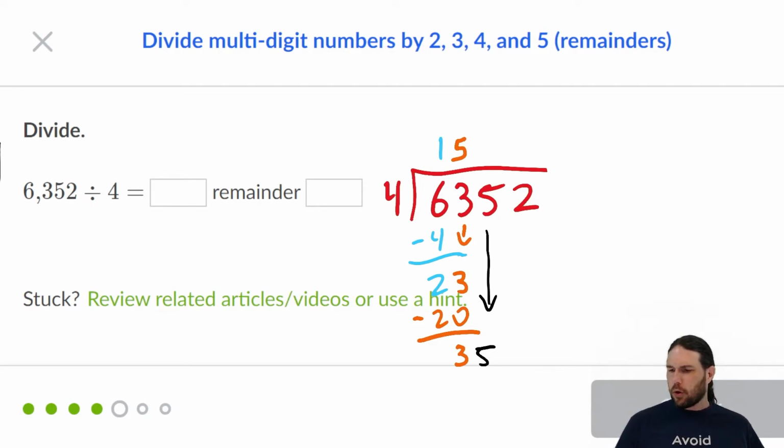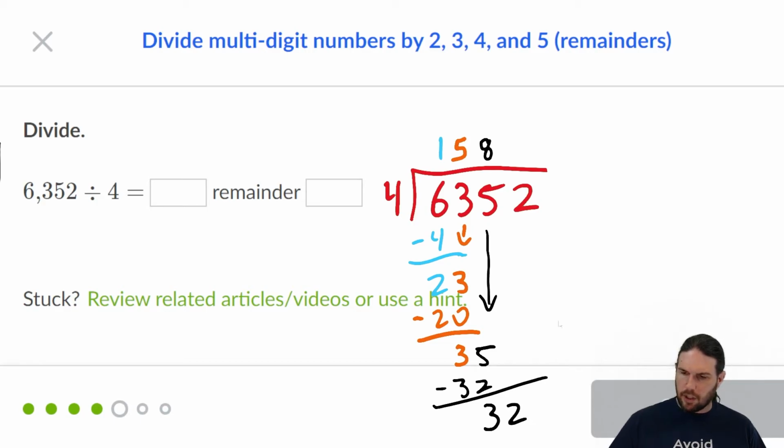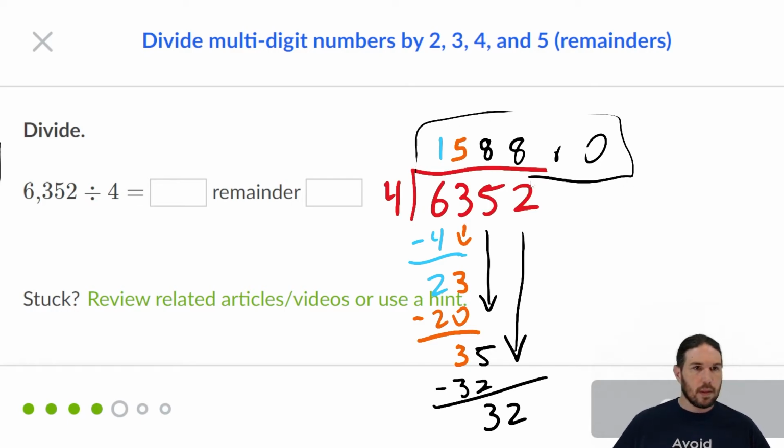35, let's see. 4 times 9 is 36, so this is probably an 8. Running out of space. As always seems to happen when doing long division, I tend to run out of vertical space, annoyingly enough. I happen to know that 4 times 32 is 8, with no remainder. So our answer for this one is 1,588, remainder 0.